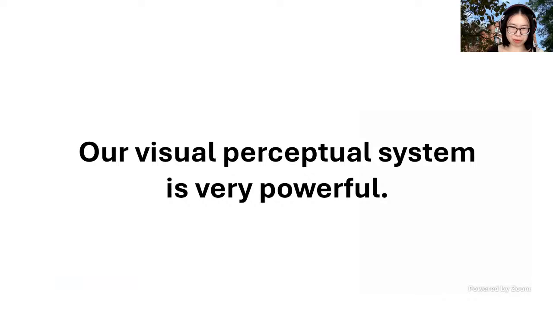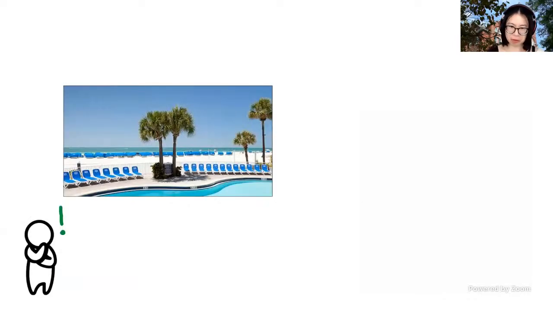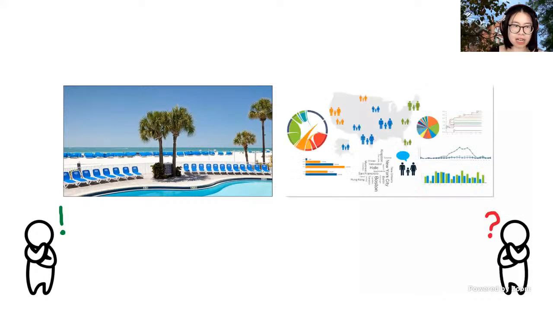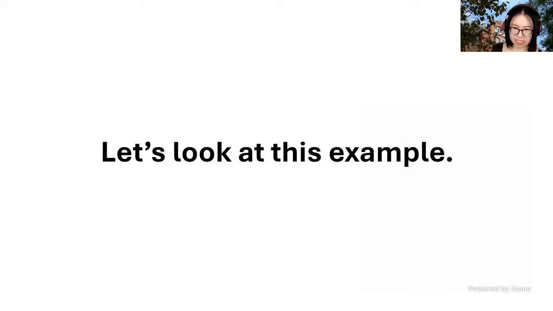So our visual perceptual system is very powerful, as many of our previous talks have pointed out. But this powerful visual system that we have is trained to make sense of the natural world. So when we use the same visual system to make sense of an artificial world of data visualizations, our visual system can make mistakes because the visualizations we create to communicate data tend to look drastically different from the real world around us. So let's look at this example.